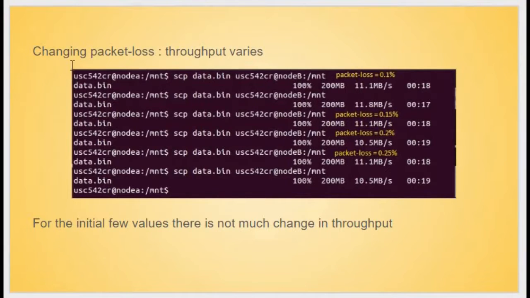The next part of the experiment asks us to try the same by changing the packet loss parameters. So the packet loss parameter had to be changed from 0.1% to 5%. When this was carried out, we noticed that for the initial few values, when we varied it from 0.1 to 0.25, there was not much change in the throughput. It remained around 11 Mbps. As you can see, it was 11.1 and 10.5 was the variation we obtained.